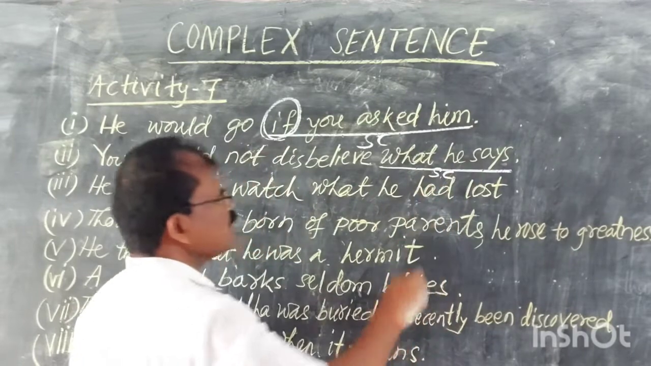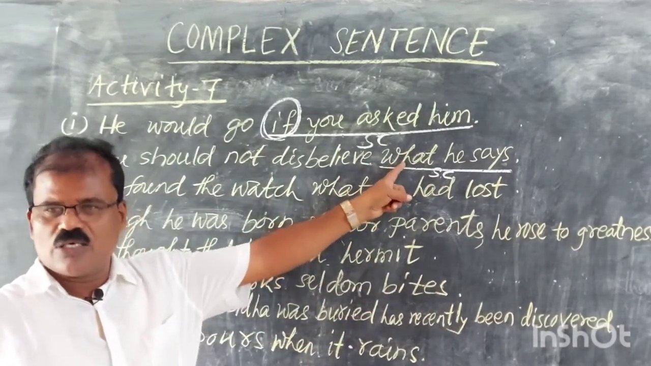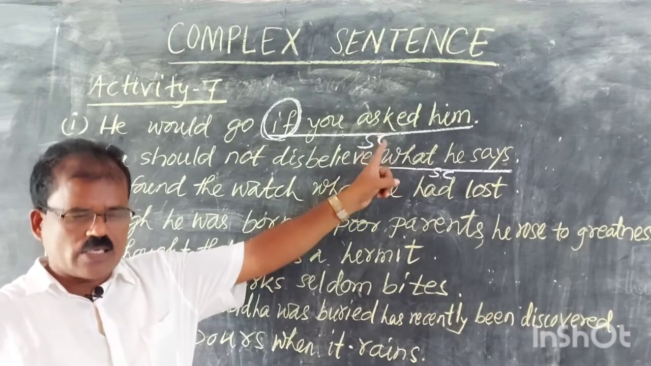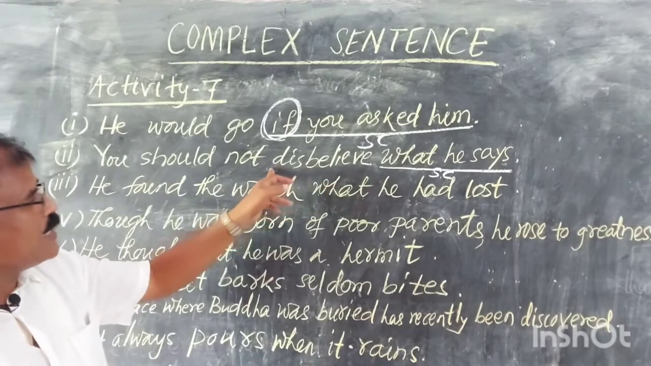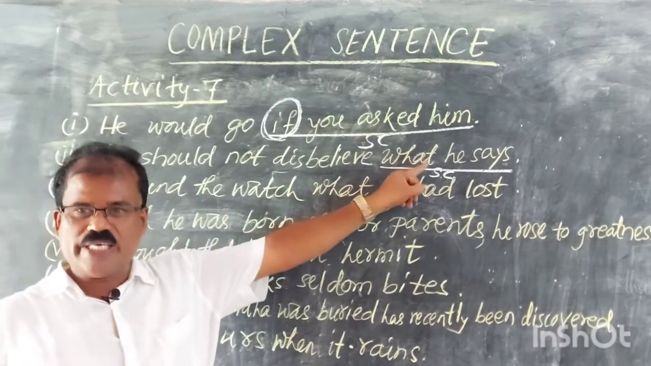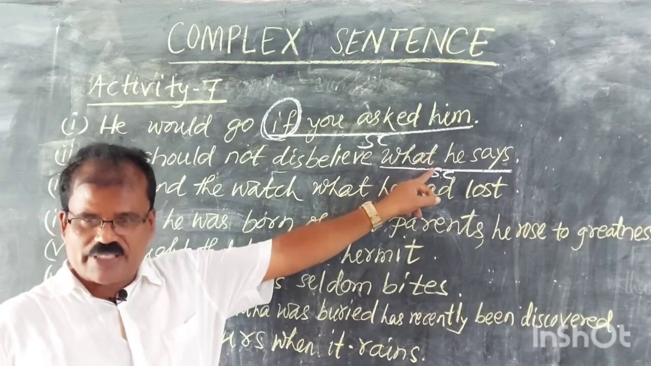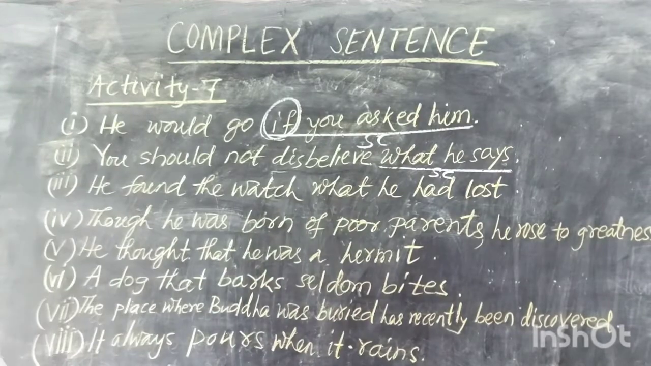How do you know that it is a subordinate clause? It begins with a what? With a WH word. Okay. You see, it is a verb. And after verb comes the object, and a noun can be the object. Very good. So it is a subordinate clause.